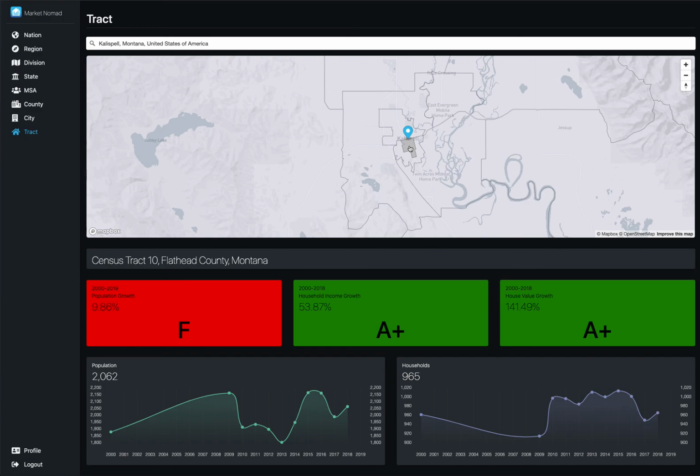For this tract, the population growth doesn't appear great. The total population, however, is only 2,062, so it probably wouldn't require a whole lot to make that percentage go to the good or the bad extreme.